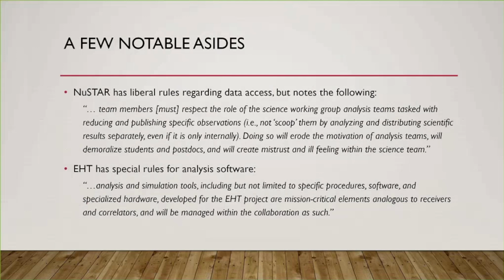A couple of things I just thought were worth noting, because I thought they were good ideas. The New Start team, for example, had very liberal rules regarding data access. Essentially, almost everybody on the team had access to almost all the data, especially if it was going to be used for calibration purposes. But it noted the following. Team members must respect the role of science working group teams tasked with reducing data, do not scoop them by analyzing and distributing scientific results separately, even if only internally. Doing so will erode the motivation of teams, will demoralize students and postdocs, and will create mistrust and ill feeling within the science team. I think this is really the goal of a publication policy.